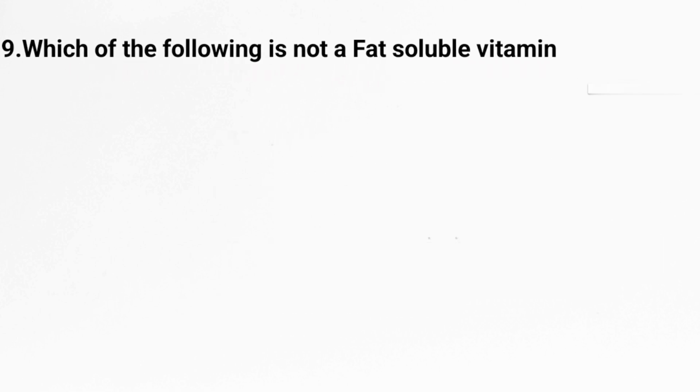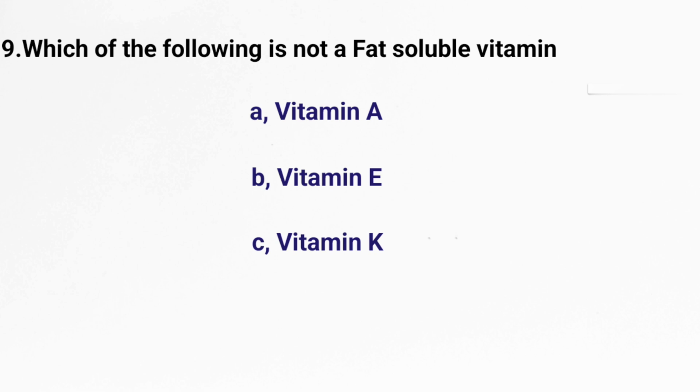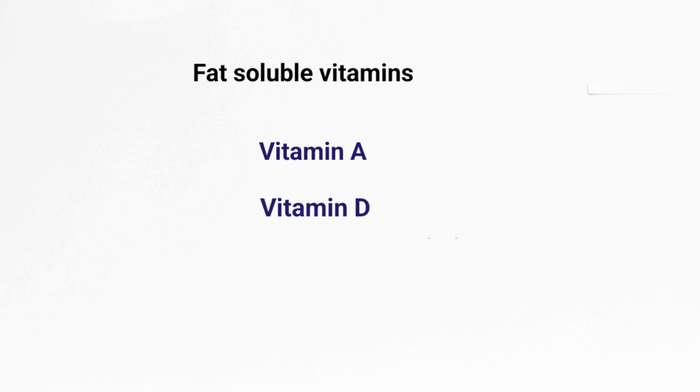Question number 9. Which of the following is not a fat-soluble vitamin? Option A, vitamin A. Option B, vitamin E. Option C, vitamin K. Option D, vitamin C. And the answer is option D, vitamin C. Fat-soluble vitamins are vitamin A, vitamin D, vitamin E and vitamin K.